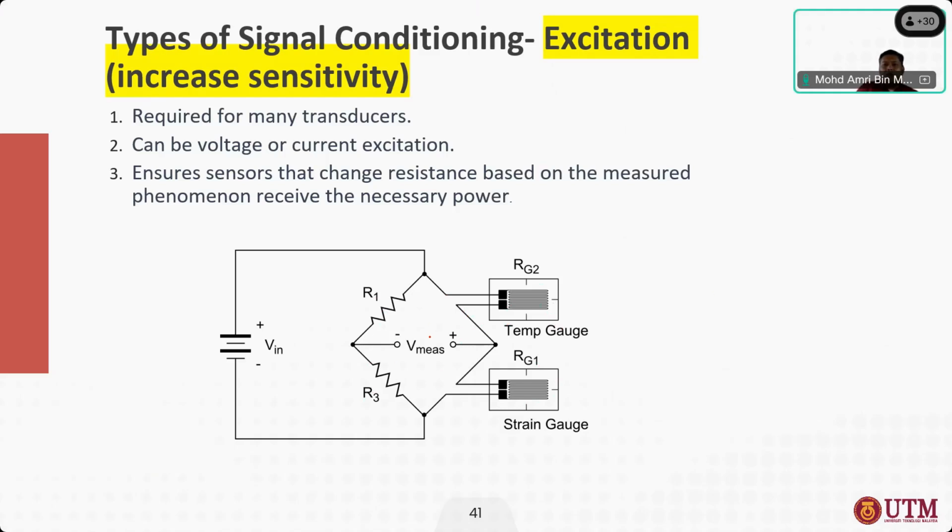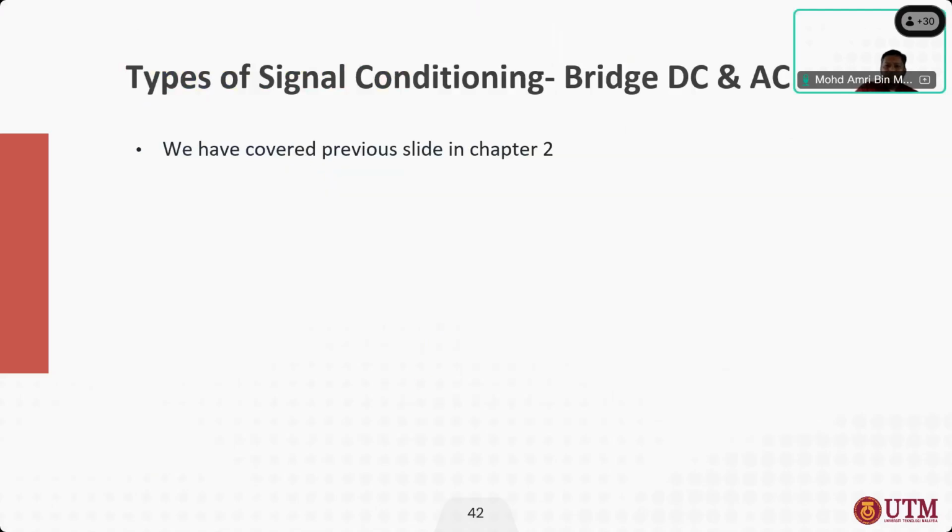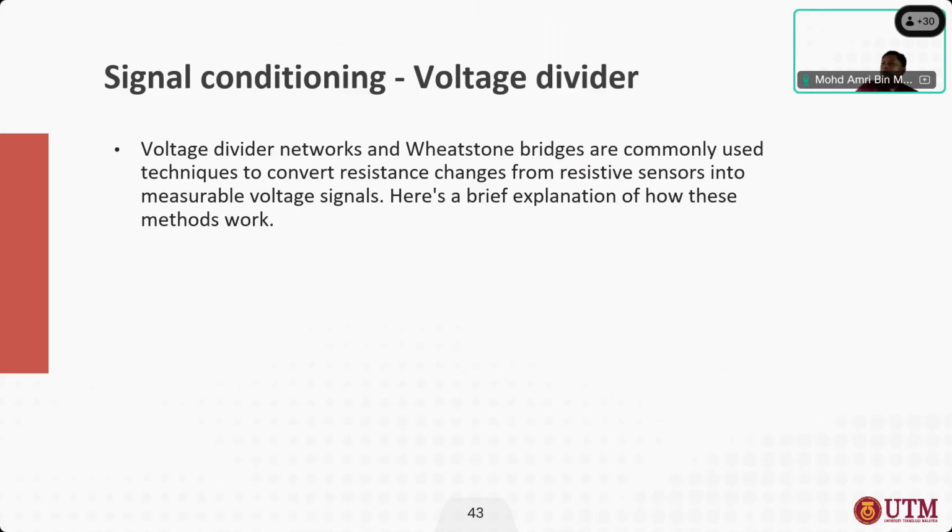where the output is measured in the middle of the bridge, as shown in this example, where V measure is the total or the final output of this configuration. So V measure will be proportional to RG2 and also RG1, but the sensitivity will be at a higher scale. Okay, and then signal conditioning bridge DC AC, we have covered that in chapter 2. So that is actually signal conditioning. Voltage divider is a common one.